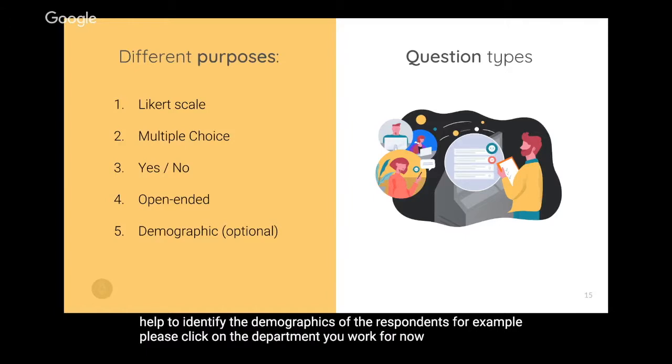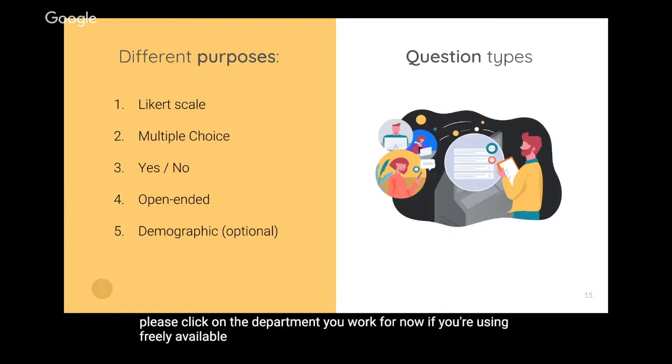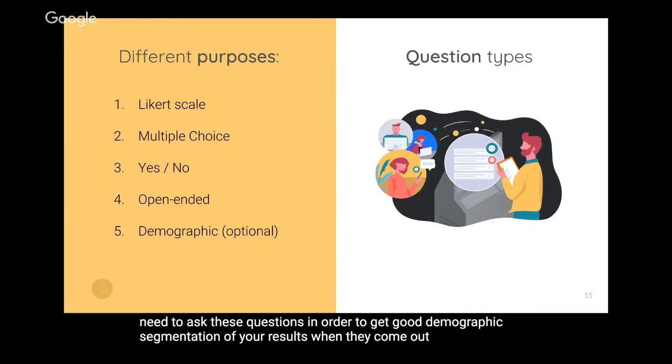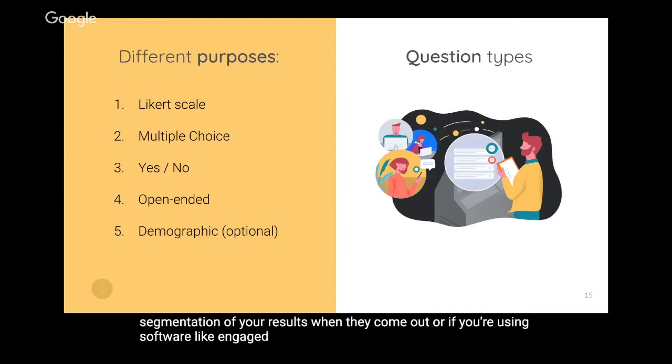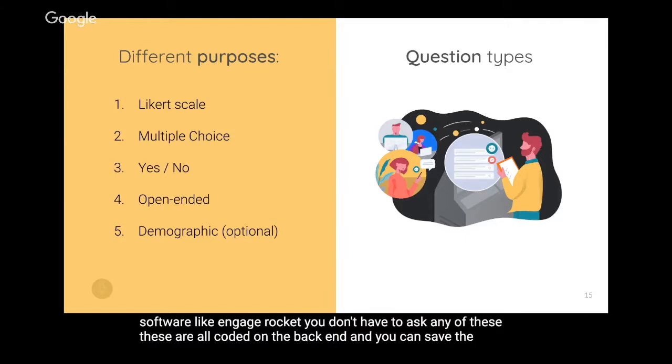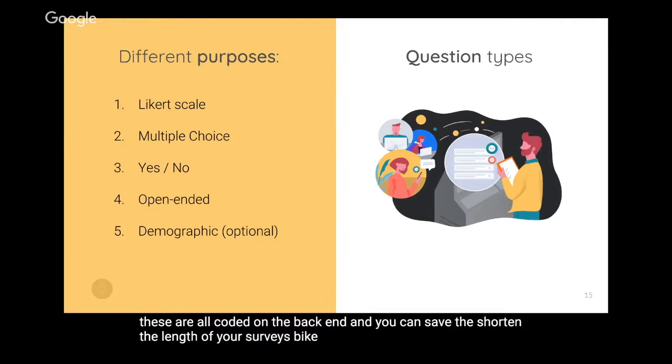Now, if you're using freely available survey software to run your surveys, you might need to ask these questions in order to get good demographic segmentation of your results when they come out. Or if you're using software like EngageRocket, you don't have to ask any of these. These are all coded on the back end, and you can shorten the length of your surveys by cutting all of these out.